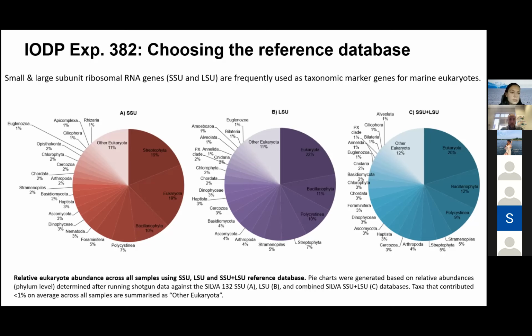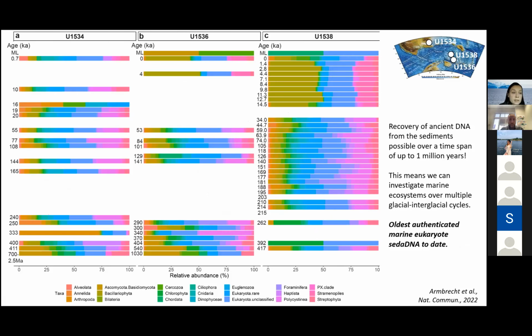So in the end, we decided to make the most of the data that we've got and use both of them. We just combined the databases and then ran the data against this combined database. And then we're looking at the results on a relative abundance scale. This is a summary of those results.